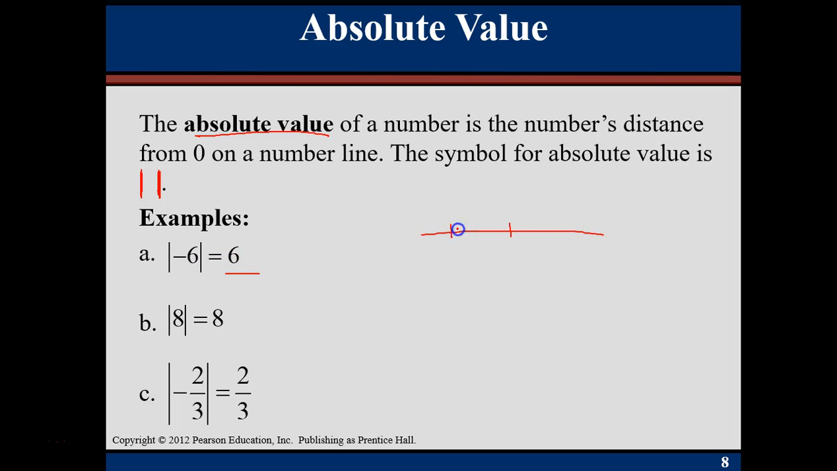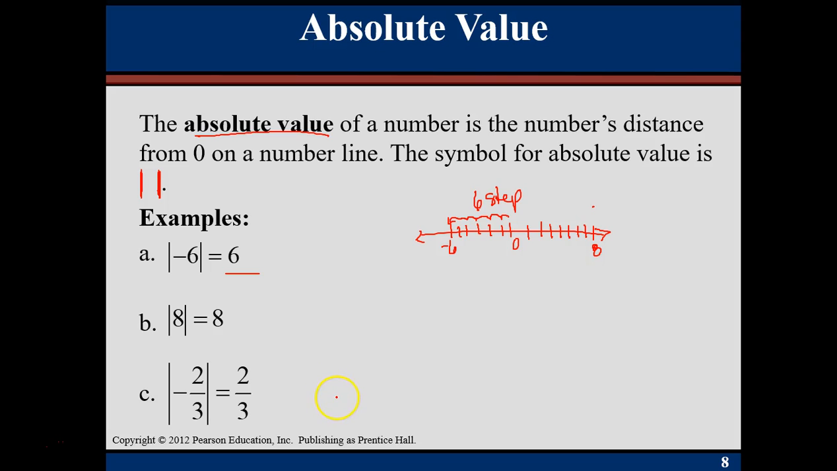Now we know -6 is over here, but what we're concerned about is just how many steps did I take to get there. I took 6 steps. The negative says go to the left. The absolute value of 8 is 8 because I took 8 steps, 1, 2, 3, 4, 5, 6, 7, 8 to get to it. The positive says to go to the right, but we're not worried about left or right. The absolute value of -2/3 is 2/3. It doesn't matter that the number inside the absolute value bars is a fraction, a decimal, or a whole number. You always just take the positive version of the number, and that's the absolute value.